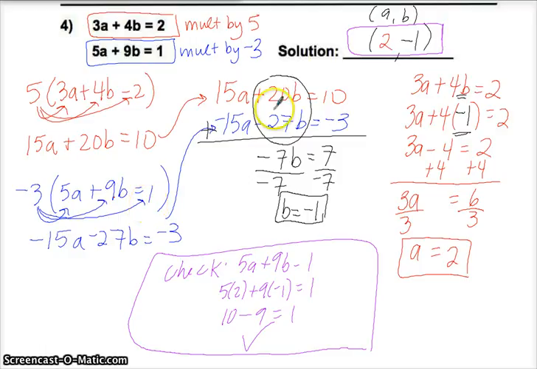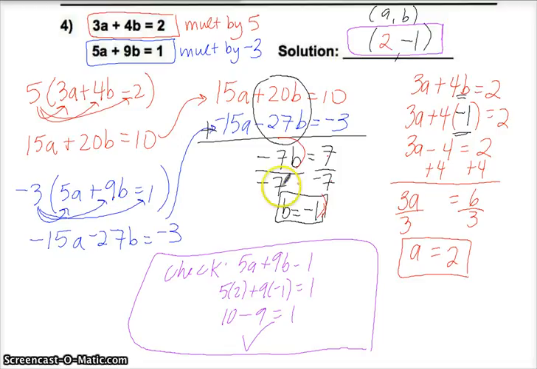I lined them up, added straight down, these A's cancel, 20B minus 27B is -7B, 10 minus 3 is 7, divide each side by -7, I get B equals -1. Again, we put it in alphabetical order, A comes before B, B was what I just solved for, so that's the y coordinate of this ordered pair where the two lines intersect.